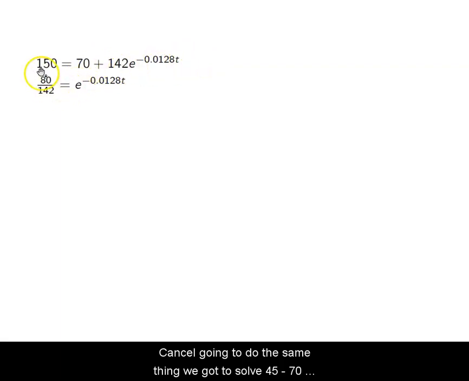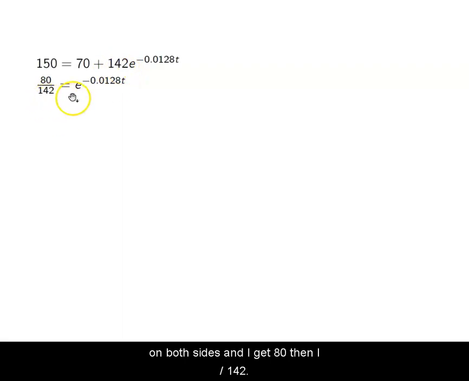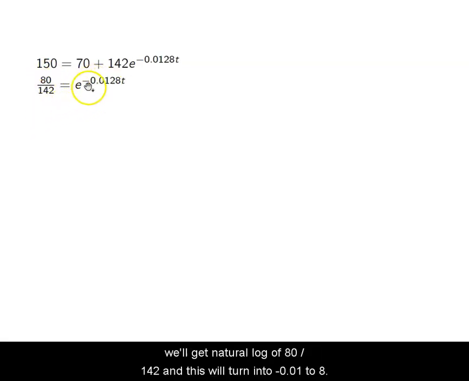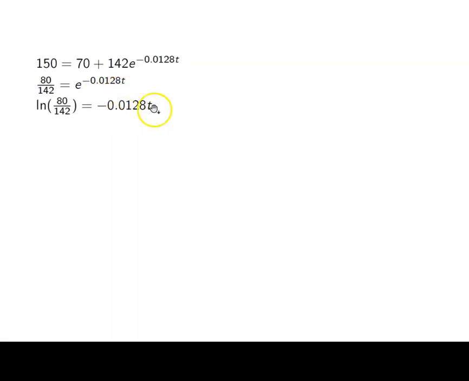So I subtract 70 on both sides and I get 80. Then I divide by 142. Now that my equation is one thing equals one thing, I can start to solve for T using the change of base formula. We're taking the natural log of both sides, so we'll get natural log of 80 over 142, and this will turn into negative 0.0128 T. Okay, isolate T by dividing both sides by this decimal value.